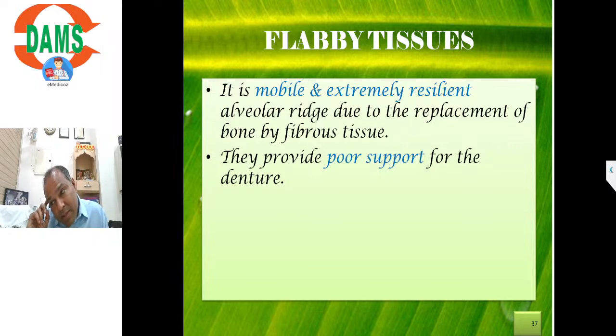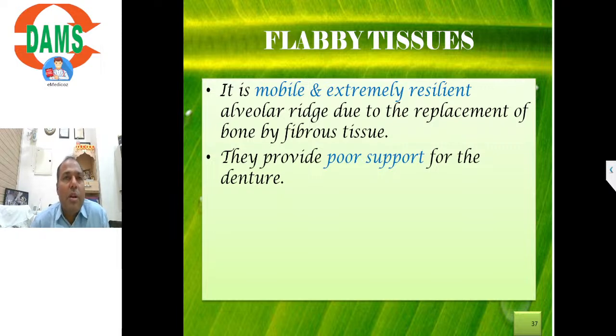One thing always comes up, beta. It is a given that whenever you are making the impression of the flabby ridge, there is an important aspect. Okay, what is the important aspect? Whenever you are going for it, you have to make a mucostatic impression for a flabby tissue. Why? Because you do not want to compress it, because it gives poor support.